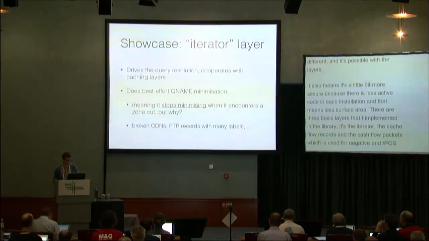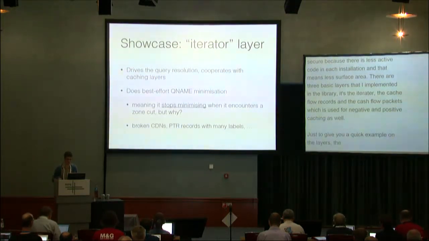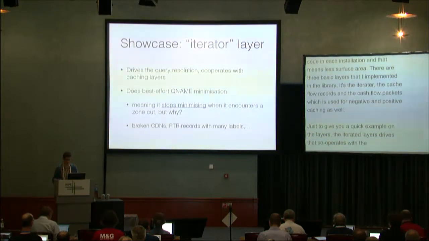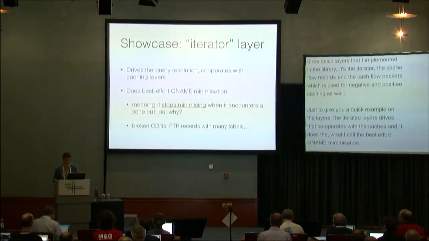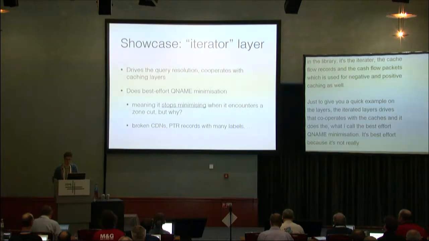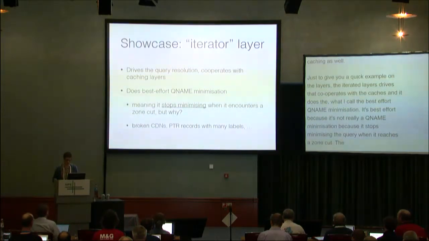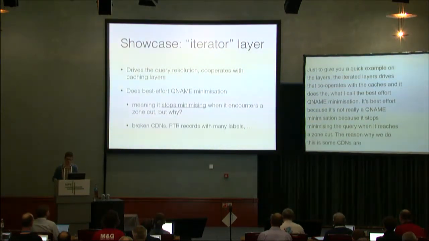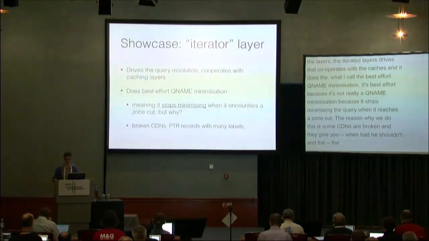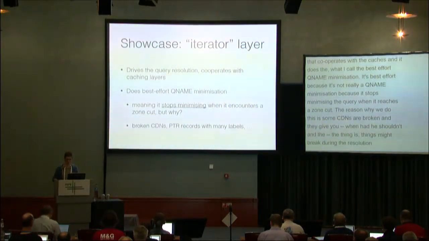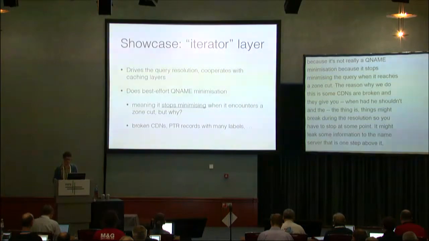So just to give you a quick example on the layers, the iterator layer just drives the query resolutions, it cooperates with the caches, and innovatively it does what I call best effort QNAME minimization. It's best effort because it's not really QNAME minimization, because it stops minimizing the query when it reaches a zone cut. The reason why we do this is that some CDNs are broken, and they give you an index domain when they shouldn't, and they give you the node data when they shouldn't. The thing is, things might break during the resolution, so you have to stop at some point. It might leak some information to the name server that's one step above it, but it usually doesn't.